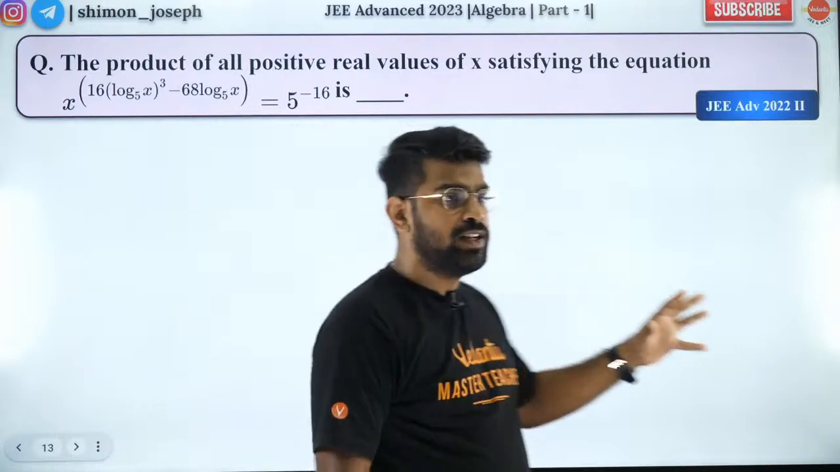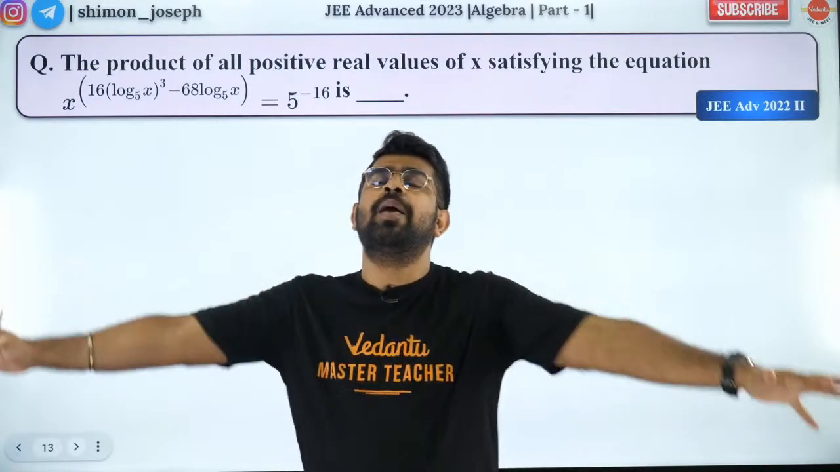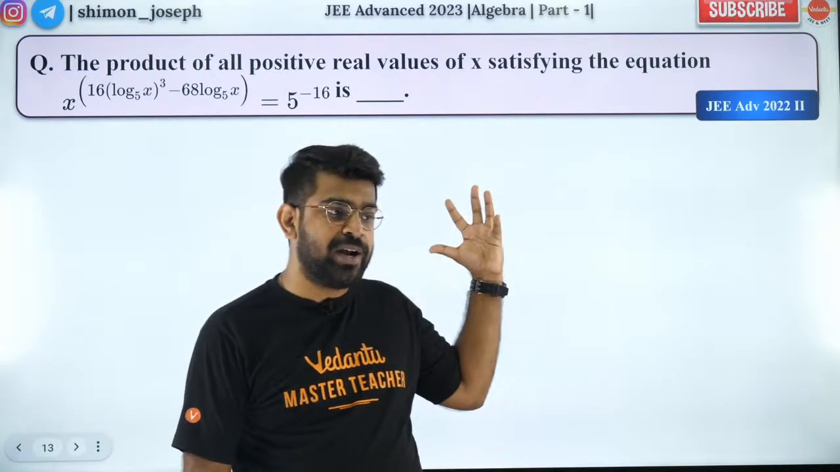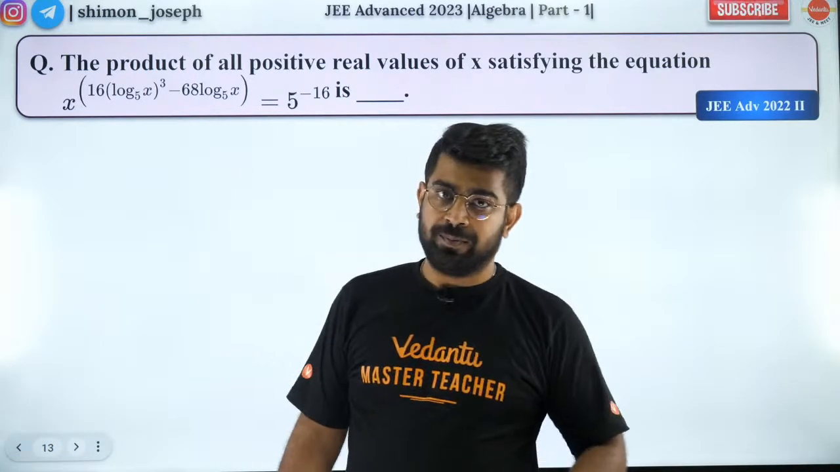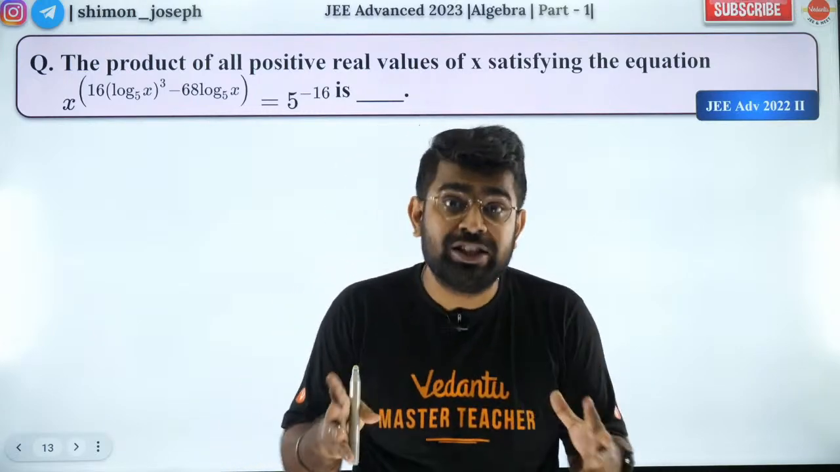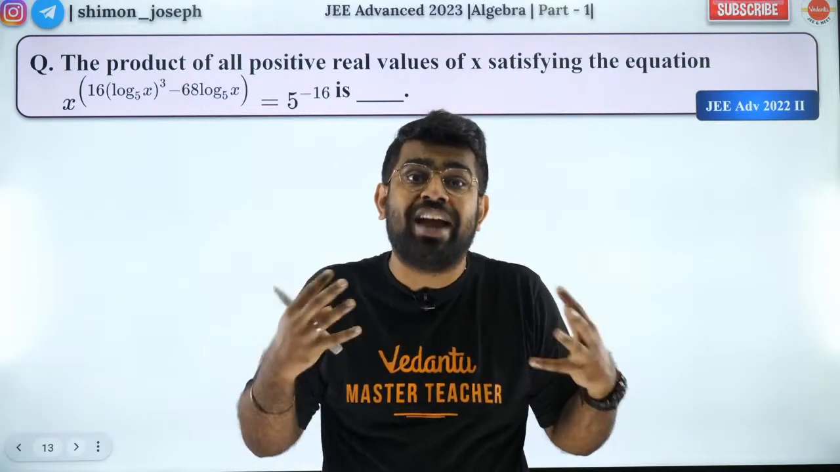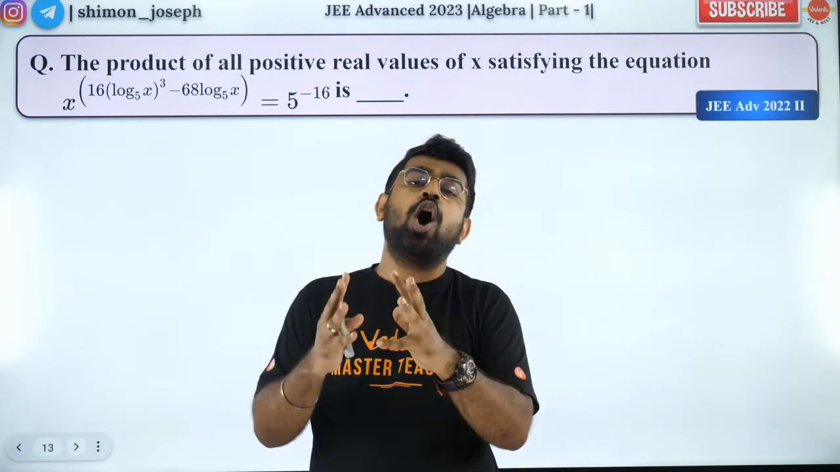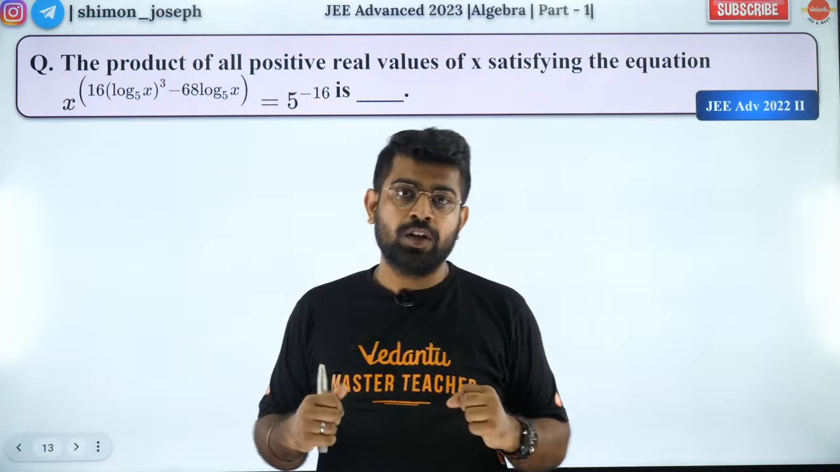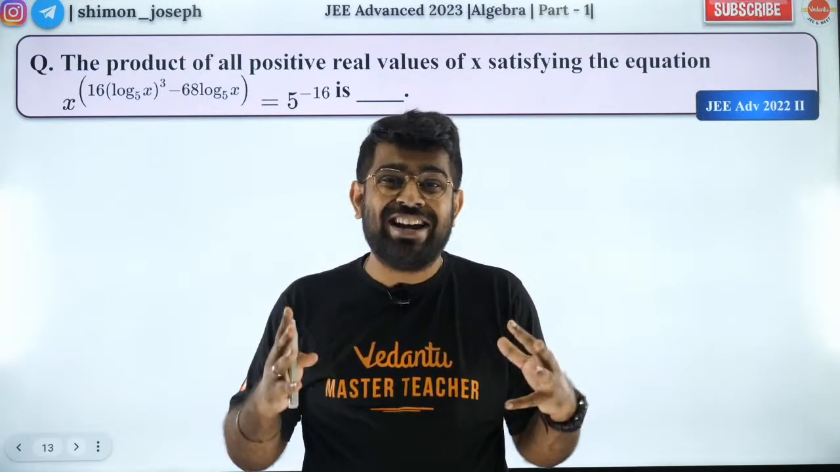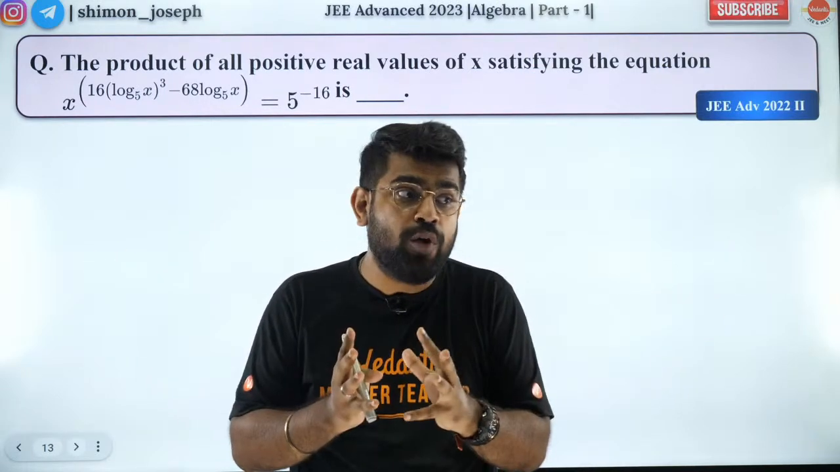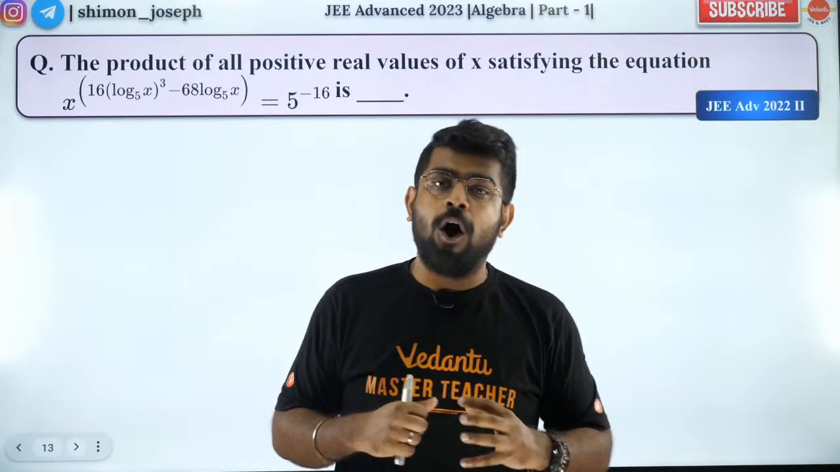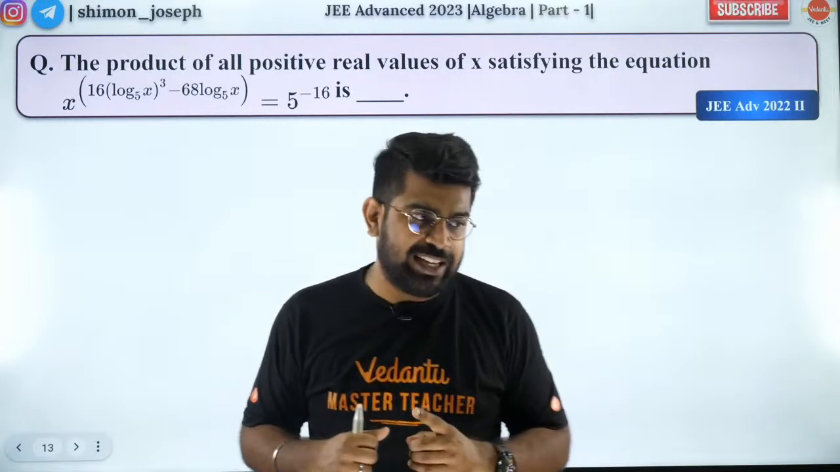So people, what is the answer for this question? I want you to find the product of all the positive real values of x which satisfy this particular equation. So first you need to solve this equation, get the values of x which satisfy this, and multiply all of them and tell me the answer. Whatever solution you find to this equation, multiply all of it and tell me the answer. That is my question. Please do it. I will give all of you probably 1 minute time to think.